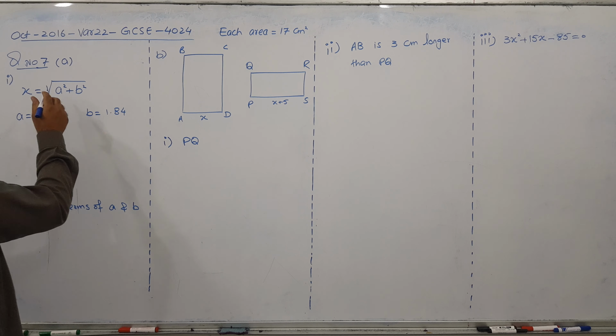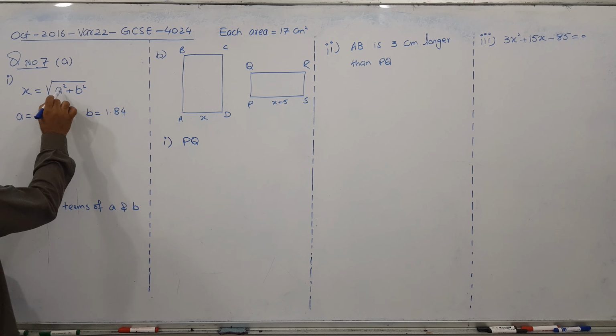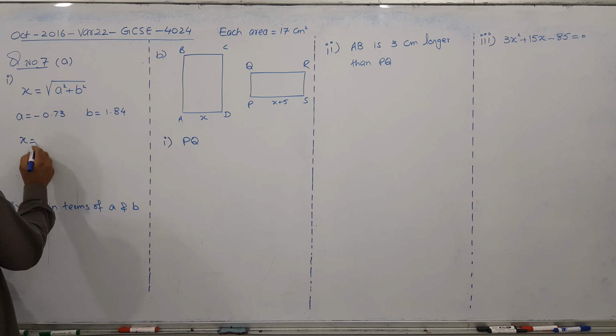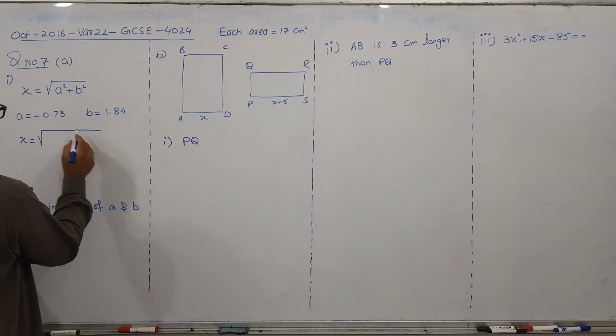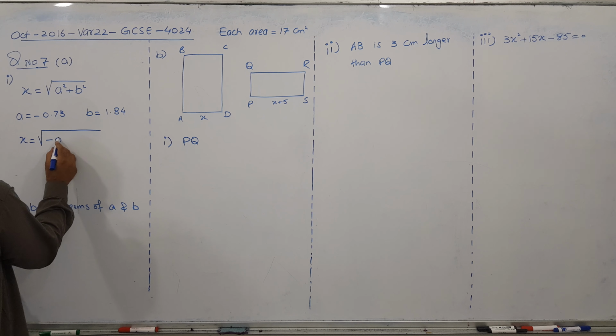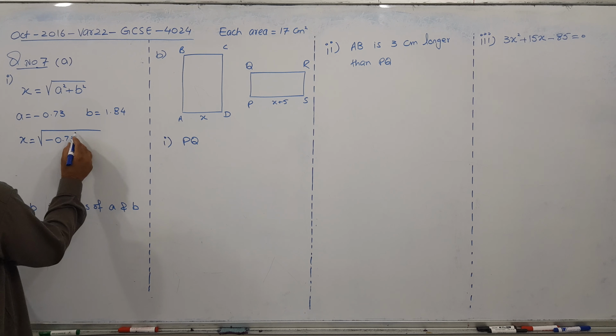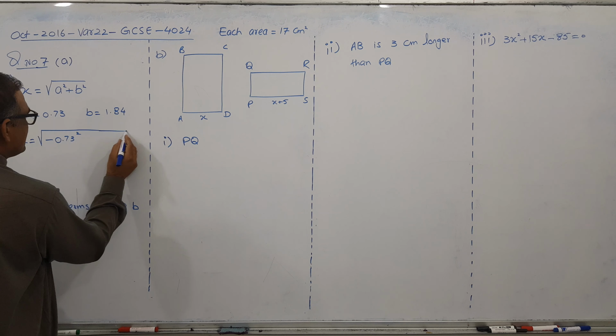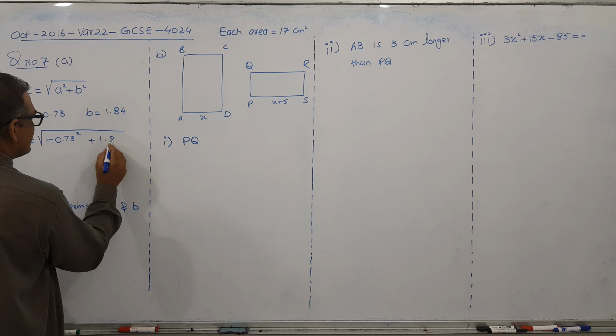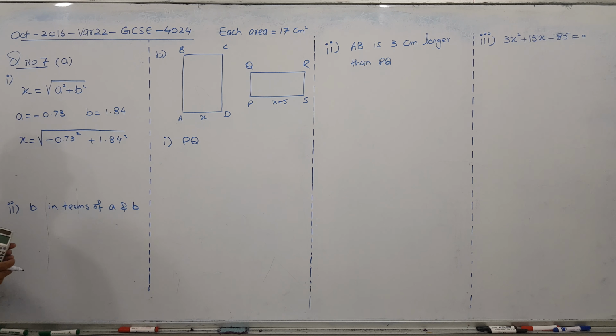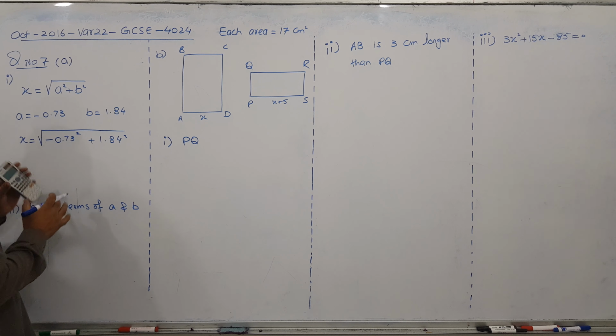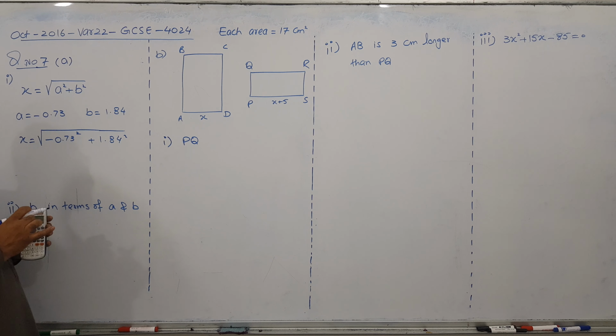Question number 7a. So simply replace this value, and what mistake do students make here? Let me show the mistakes. So they write like this. And similarly they write like this. So there's a mistake here. What is the mistake? If you type it as it is in the calculator, you get a wrong answer.